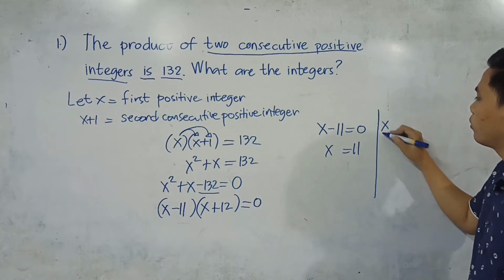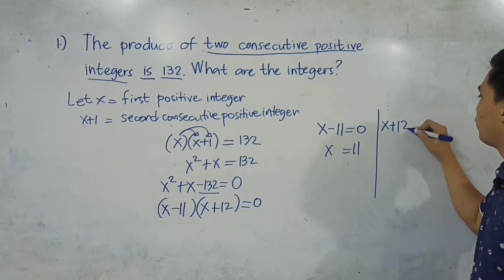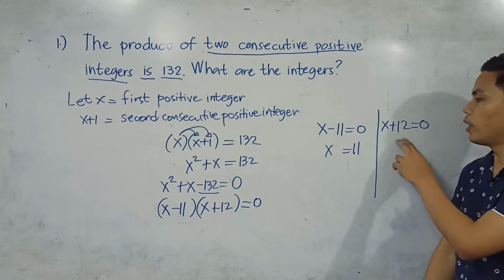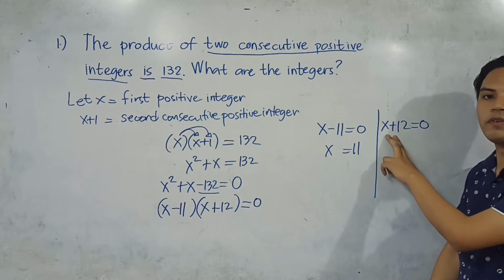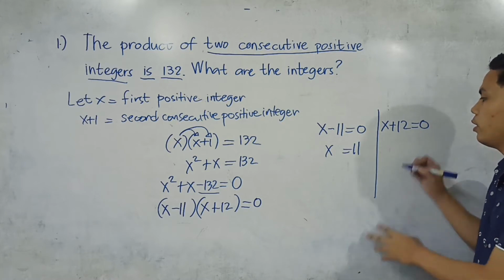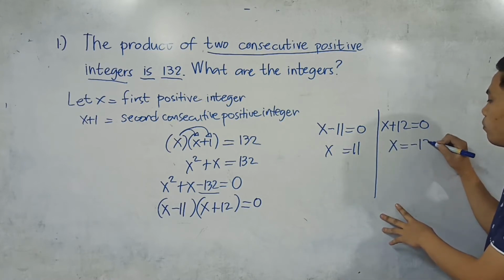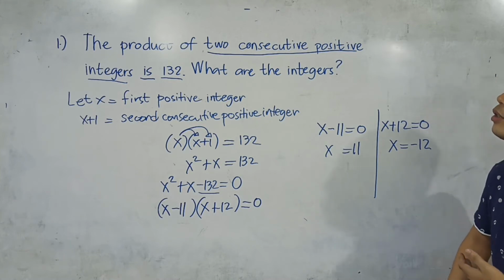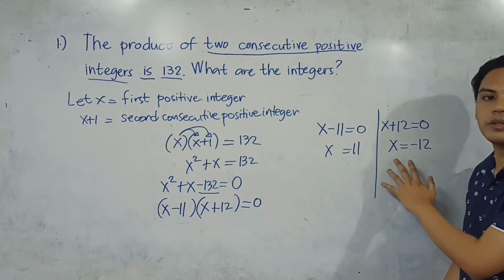How about the second factor? We have x plus 12 is equal to 0. So yung 12, again, ita-transpose natin sa right side kasi we're solving for the value of x. Okay? So you will have x is equal to negative 12. Okay. So since we have two answers, saan kaya dito yung tamang sagot?